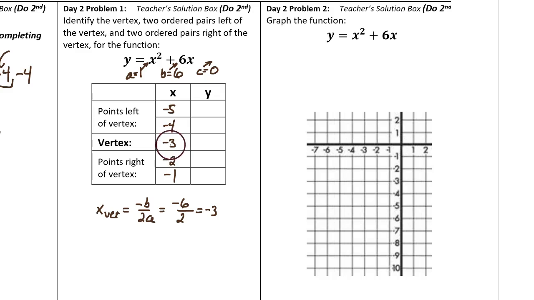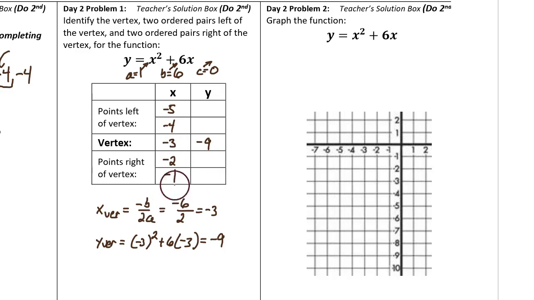Let's substitute in negative 3, which is our x-coordinate of our vertex, into the original equation. That will get us the y-coordinate of the vertex. It becomes negative 3 squared plus 6 times negative 3. Negative 3 squared is 9. 6 times negative 3 is negative 18. And 9 and negative 18 makes negative 9. That's this y value.